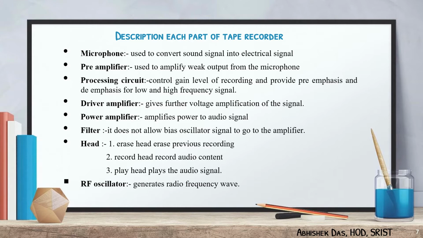It gives further voltage amplification to the signal. Next one is the power amplifier. It amplifies the power of the audio signal. Next one is a filter. It does not allow the bias oscillator signal to go to the amplifier, as it would unnecessarily get overloaded. Next one is the different heads. The erase head erases the previous recording, the record head records the audio content, and the play head plays the audio signal. Next one is the RF oscillator, which generates radio frequency waves.